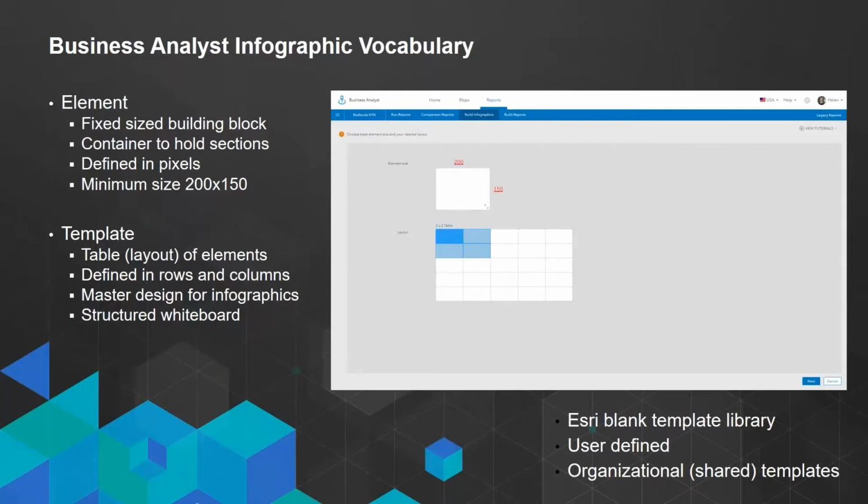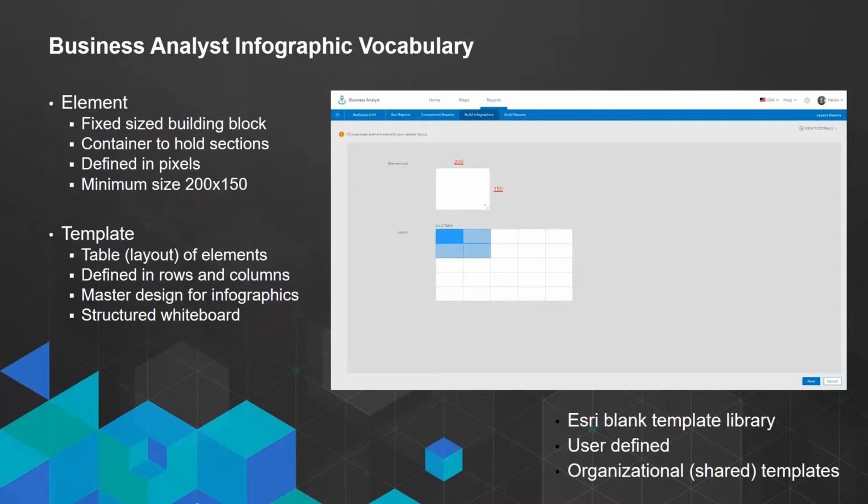There are these key pigeonhole slots, cells in the Excel language, called elements. They're the fixed building blocks of how we create infographics, and they're really the containers that hold them. They have a minimum size in pixels, 200 by 150 pixels, but as I said, everything is scaled up along this different size. And then the template itself is really a table which contains those different elements. I really tend to think of it as a structured whiteboard.